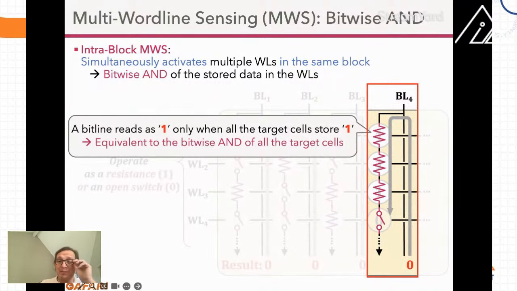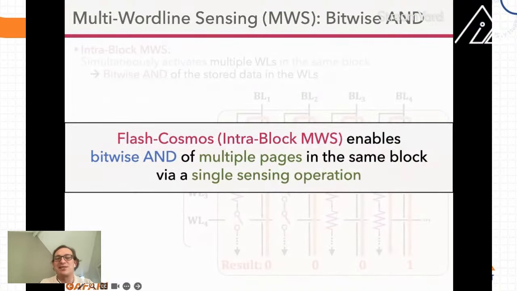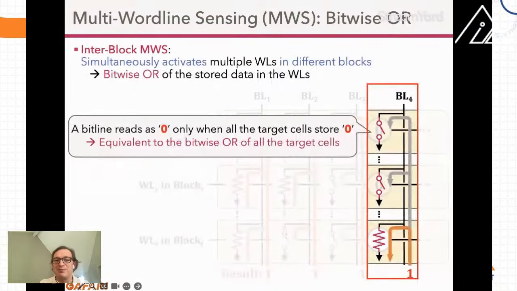Now, let me give you why this happens. These are four rows in flash. We are focusing on, again, 4 bits over here as opposed to the 16 kilobytes over here. If you simultaneously activate these four rows, you get the bitwise AND function. Why? Because the bit line itself reads as one only when all of the target cells store one, because of the analog operational principles of flash memory cells. This is equivalent to the bitwise AND, clearly. This is nice, and we show that you could go up to 48 inputs with this.